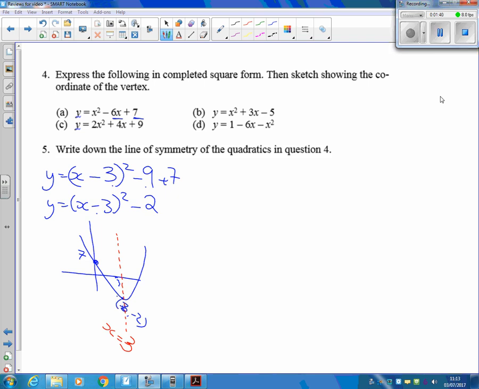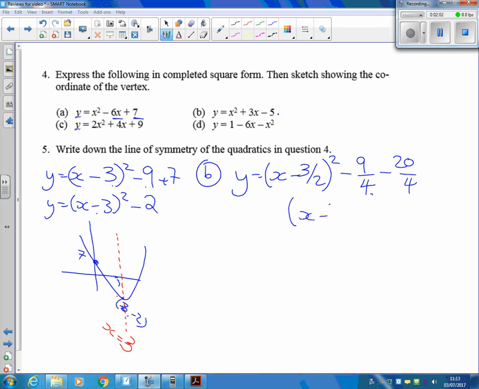The progression here in part B is you're now looking at a fraction. So we've got 3 over 2 in that bit there. And some people then struggle working out what 3 over 2 all squared is. It's 9 over 4. So I'm talking about quarters here, so I'm going to change this into quarters as well, and that's 20 quarters there. So my final answer is minus 29 over 4 there.